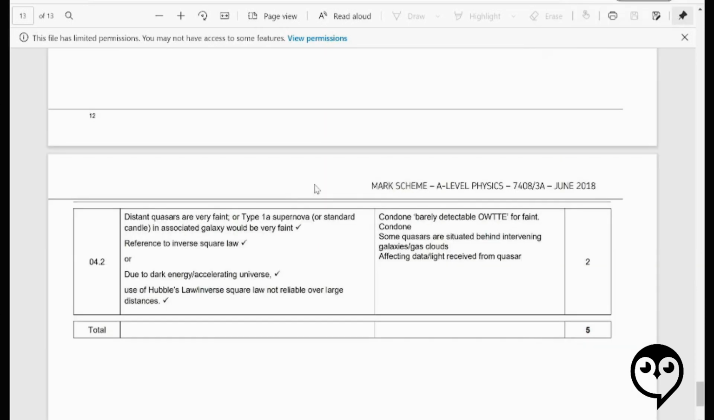Okay. So distant quasars are faint. A type 1 supernova, which is a standard candle in an associated galaxy, would be very faint. Okay, I'm not sure what they mean by supernovas in there, but maybe that makes sense to AQA students. You could talk about inverse square law, or you could talk about dark energy or the expanding universe. If we were to use Hubble's law or inverse square law, it's not reliable over large distances. Yeah, it does break down. It does seem to be not constant depending on how far you go. So if you've studied the quasars, maybe that makes a little bit more sense to you.